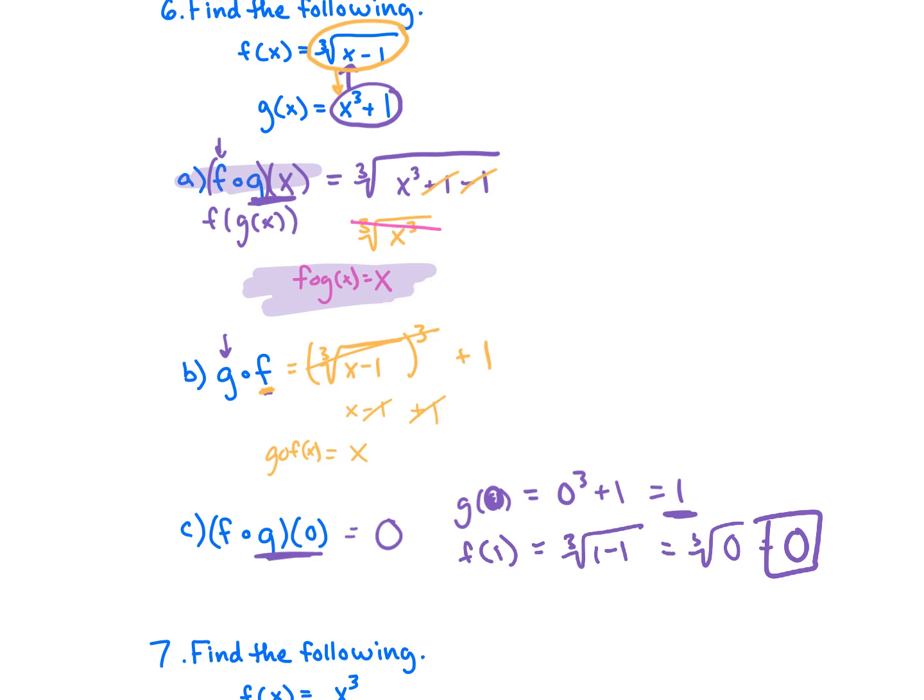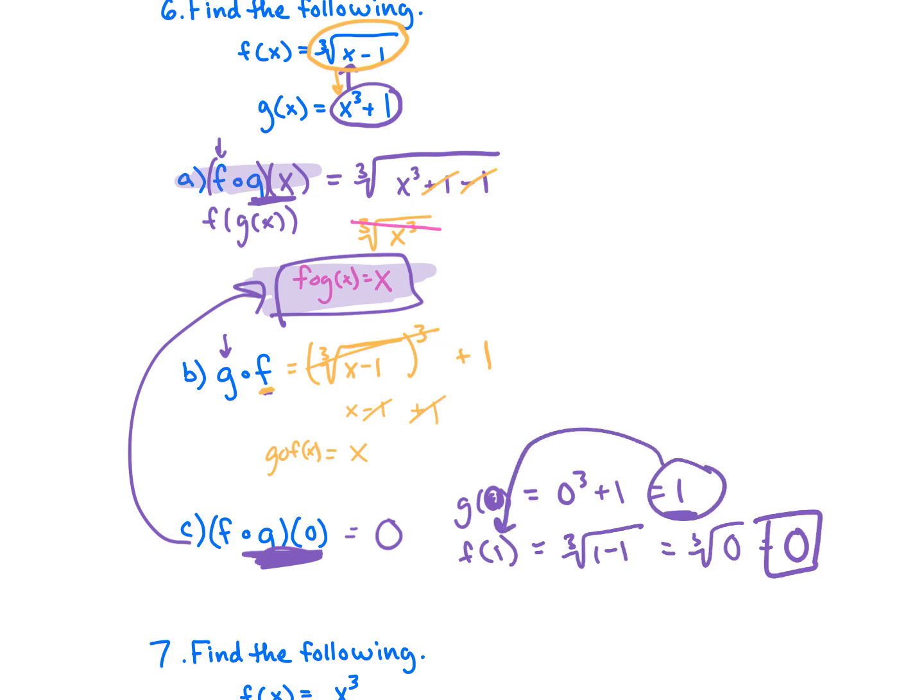So you can do it either way. Once you already find the composition function, you could just plug the number into there, or you can plug it into the one on the inside, take that answer, and then plug that into the x's on the function on the outside.